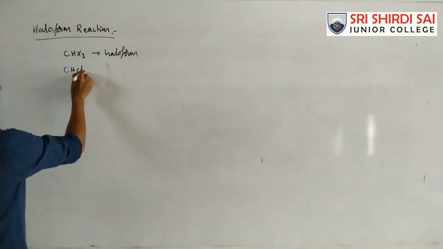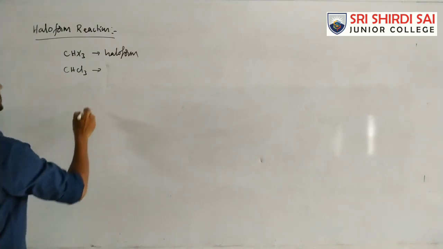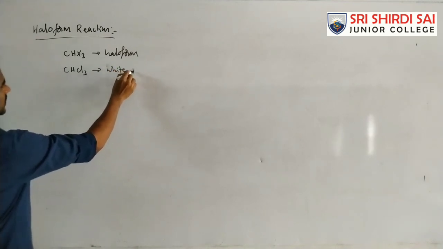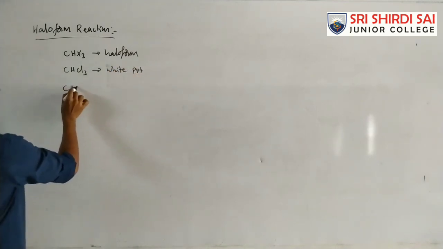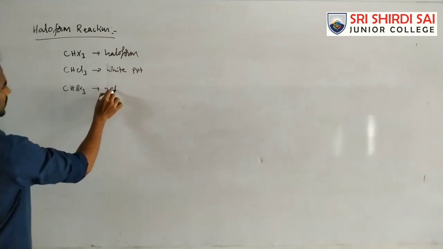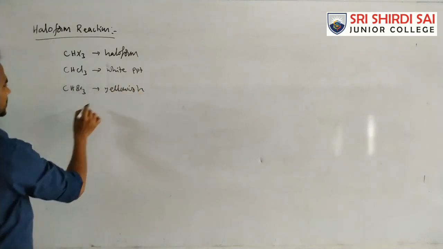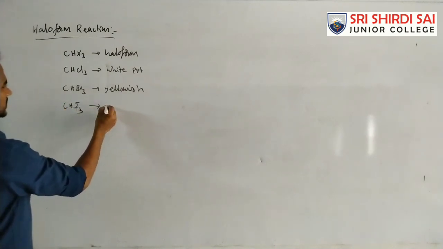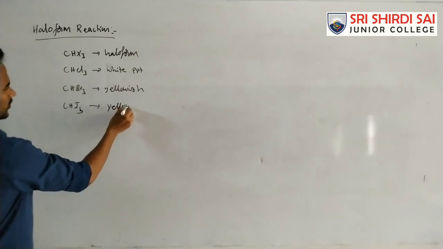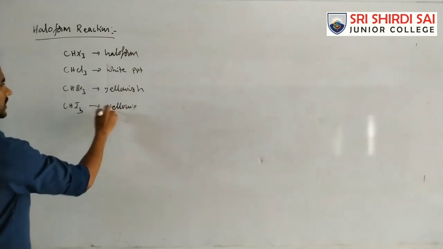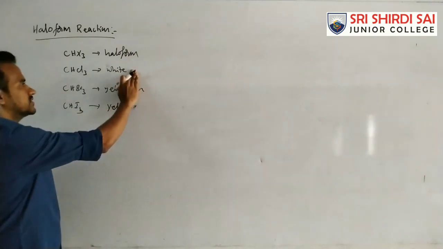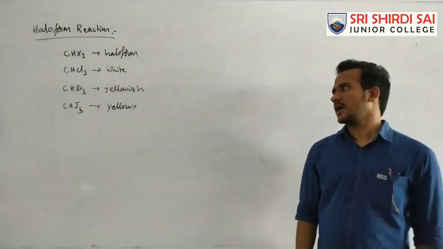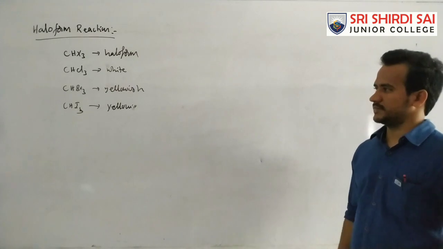First, suppose CHCl3. CHCl3 is a white colored precipitate. CHBr3 is a yellowish colored compound, and CHI3 is a thick yellow colored compound. So CHCl3 is white colored, CHBr3 yellowish colored, and CHI3 is thick yellow colored. Okay.